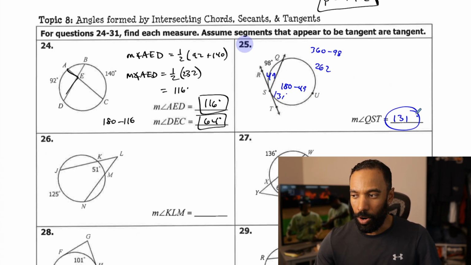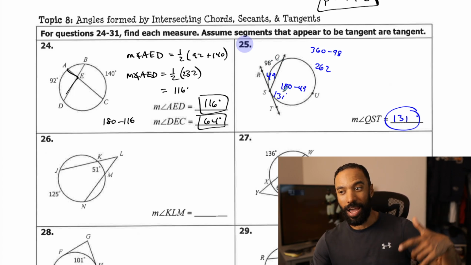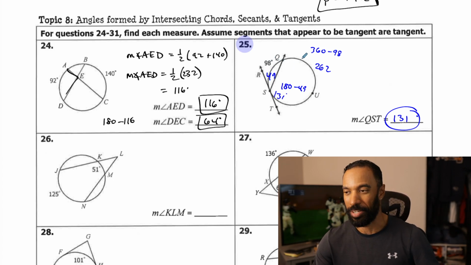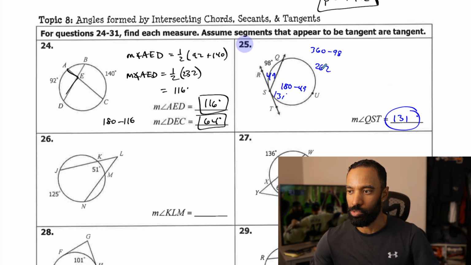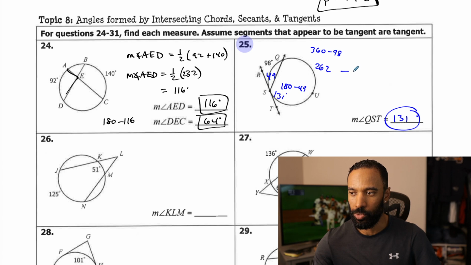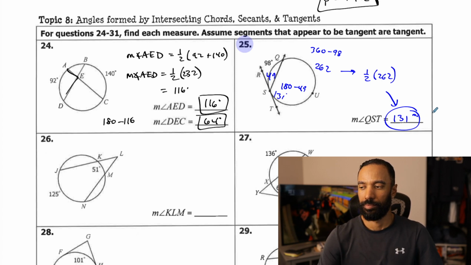Okay. I'm really glad I'm doing this two different ways. You just don't trust me. The process is right. I can't calculate in my head. Or do 360 minus 98 to get this arc here, which is 262, and half of 262 is the inscribed angle. That'll be the 131 degrees there.